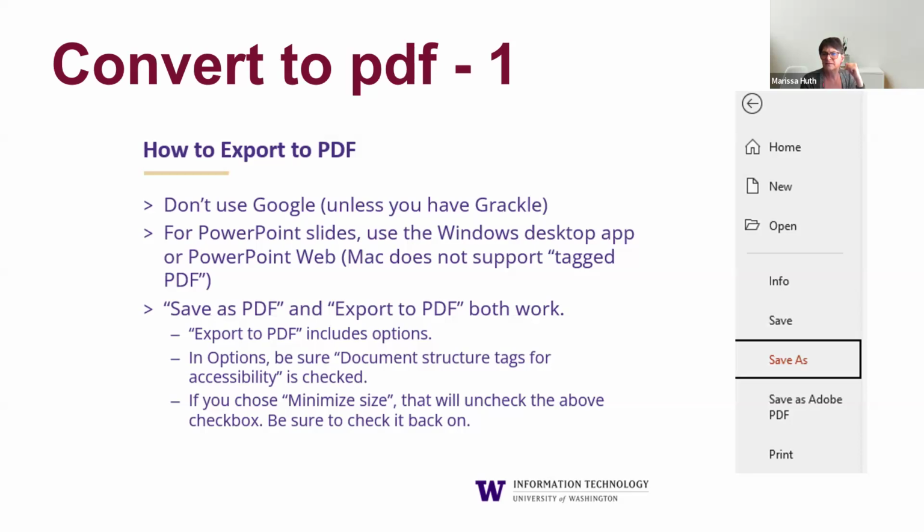And they also had these other options that if you do choose export to PDF, be sure to check in the options that document structure tags for accessibility is checked. And if you choose minimize size, that will uncheck the above checkbox. So check it back on again after if you choose that.